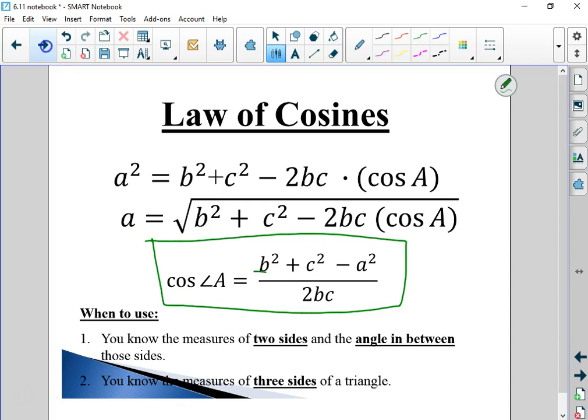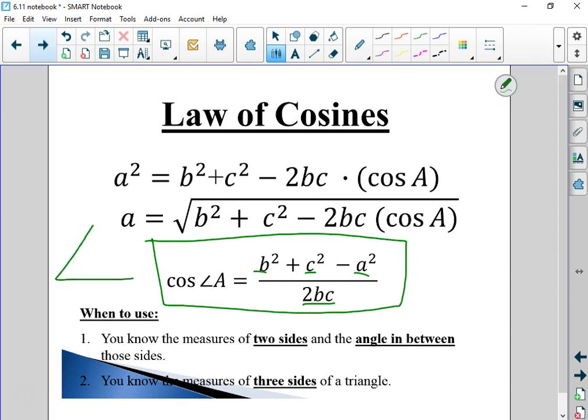You just plug in this side and square it, plug in this side and square it, plug in this side and square it, add, subtract, and divide by 2 times those two sides. So mathematically, not really complicated, but just kind of a nasty formula. Now, when are we going to use it? When we know the two sides and the angle in between those sides.